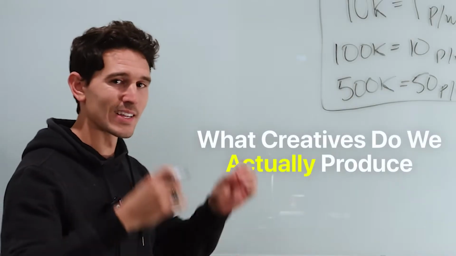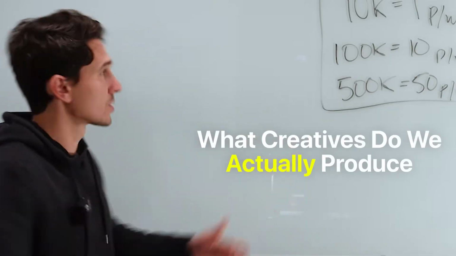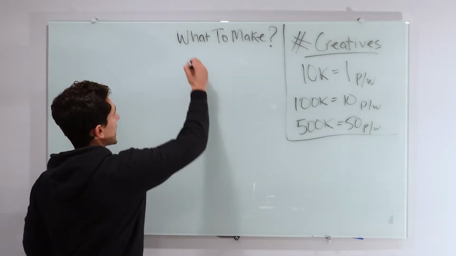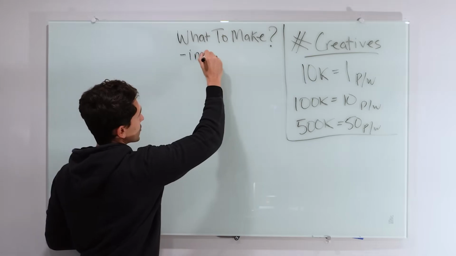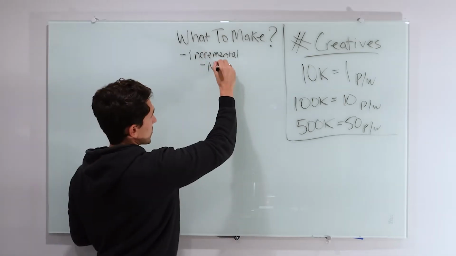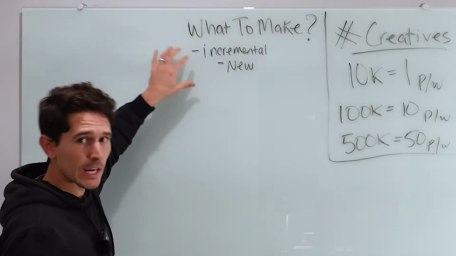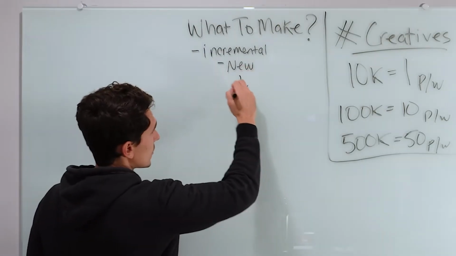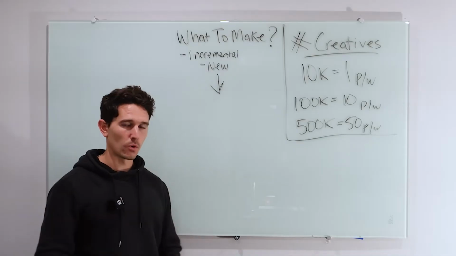The next thing we need to figure out is what creatives do we actually produce. If you've never run an ad before, you're starting from scratch, stick with me for about 30 seconds. But if you have run ads before, then what you're going to look at is your incremental attribution, specifically for new customers. So you're going to go into your ad account, look at incremental attribution for new customers, and from there, this is going to tell you what ads are actually performing the best.